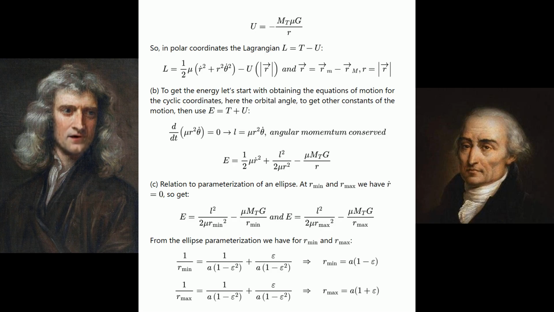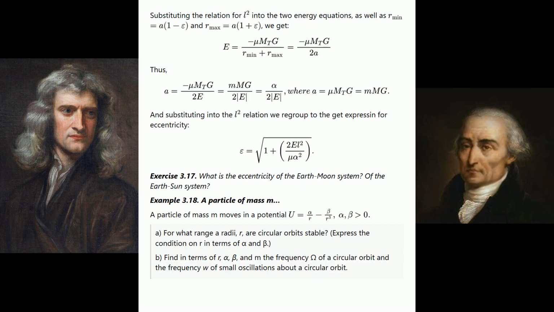At our sub-min and our sub-max we have r dot equals 0, so we get the equation shown. From the ellipse parameterization we have, for our sub-min and our sub-max, the next equation. Using the two equations for energy at the max and min of our positions, we get the equation shown. Substituting the relation for L squared into the two energy equations, as well as our sub-min equals a times 1 minus epsilon, and our sub-max equals a times 1 plus epsilon, we get the following.